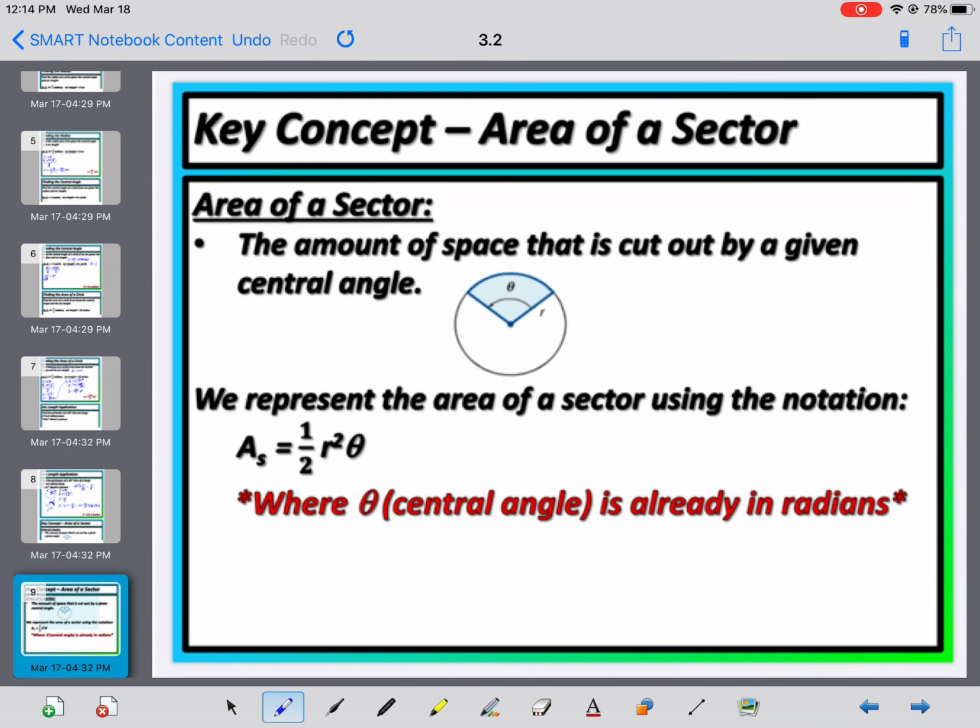Okay, moving on to our second concept, area of a sector. The formula for the area of a sector is written using A sub S, and it's 1/2 times the radius squared times theta. And again, theta has to be given in radians. If it's not, we're going to convert.